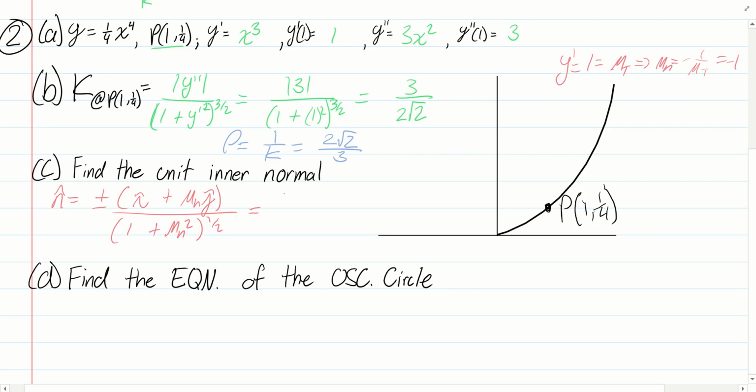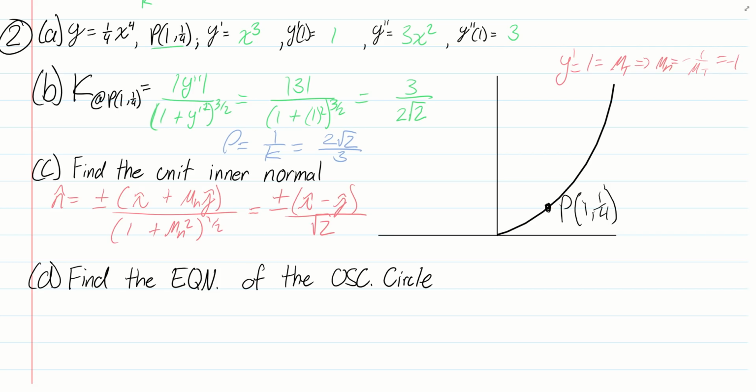So this will equal plus or minus i minus j over, this is going to be negative 1 squared, so just 1, and plus 1, so 2 to the 1/2, square root of 2. Now we need to figure out which direction it is going to be, plus or minus.